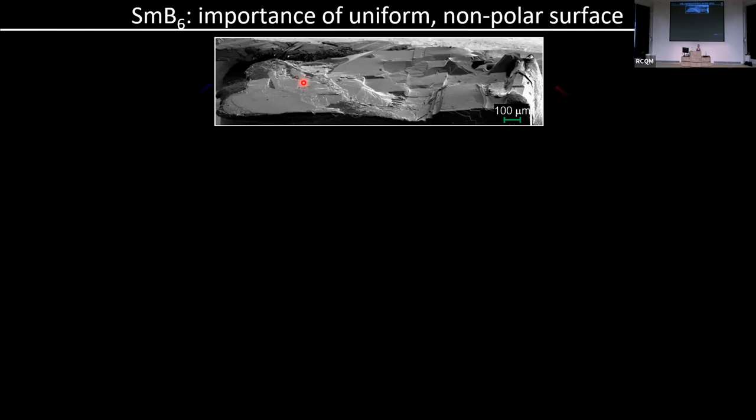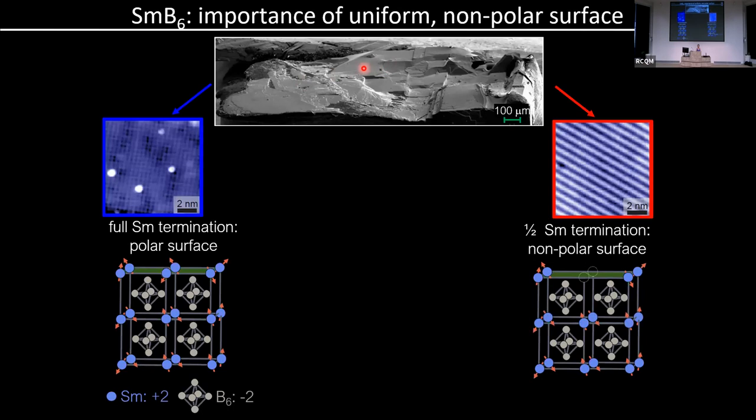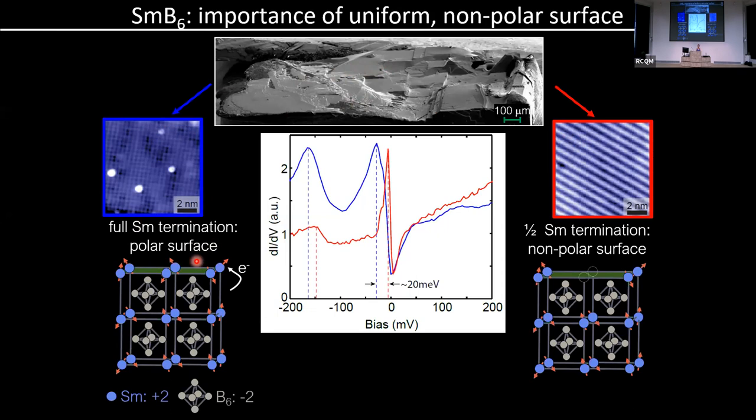Now, luckily, STM is a high resolution technique, so we can zoom in on a very tiny area and we can find flat regions. And we find some flat regions that look like this on the left that have a complete samarium termination. And we find some flat regions that look like this on the right that have half of the samarium atoms missing. So if you have all the samarium atoms present, then you have a polar surface because the samarium is charged 2+. And so electrons are going to have to come to the surface to compensate for all of those extra samariums at the surface. And when those electrons come to the surface to compensate, it pushes down the density of states. So these are two density of states spectra that are measured on the 1x1 samarium surface in blue and on the 2x1 samarium surface where half of the samarium have cleaved off. This should be a nonpolar surface, shown in red here.